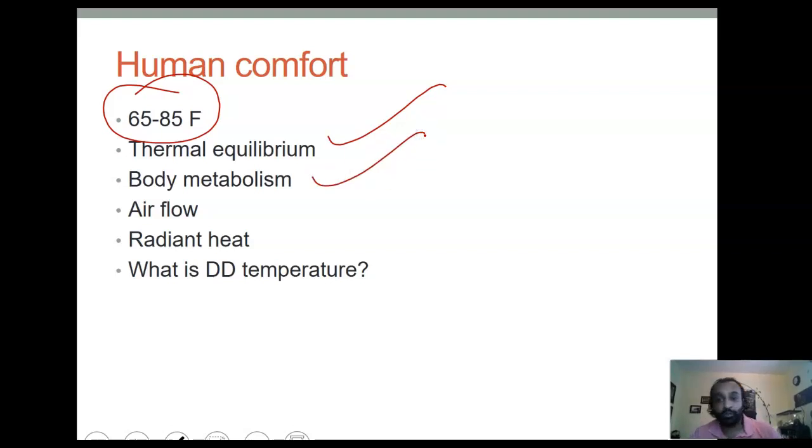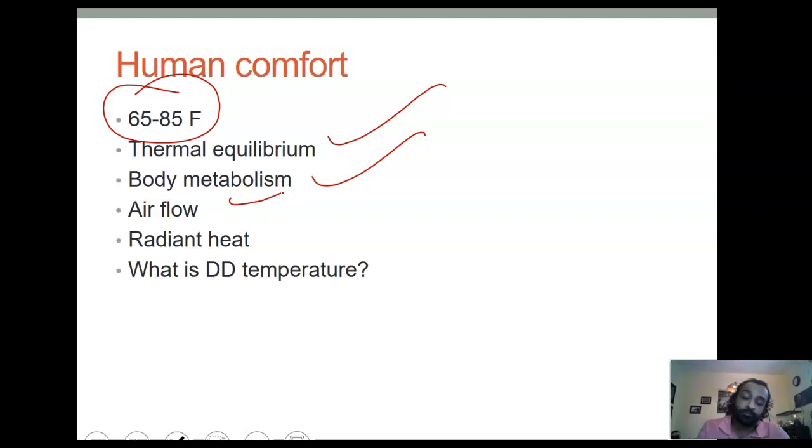Body metabolism will produce heat. Depending on your body metabolism, some people are hotter than others and produce more heat, but it also depends on the diet and the location and a lot of things and what activity you're doing. So your body is metabolizing the food to make heat, so your body is producing heat. We produce heat as a human body on average about 85 watts, so like a light bulb in a way.